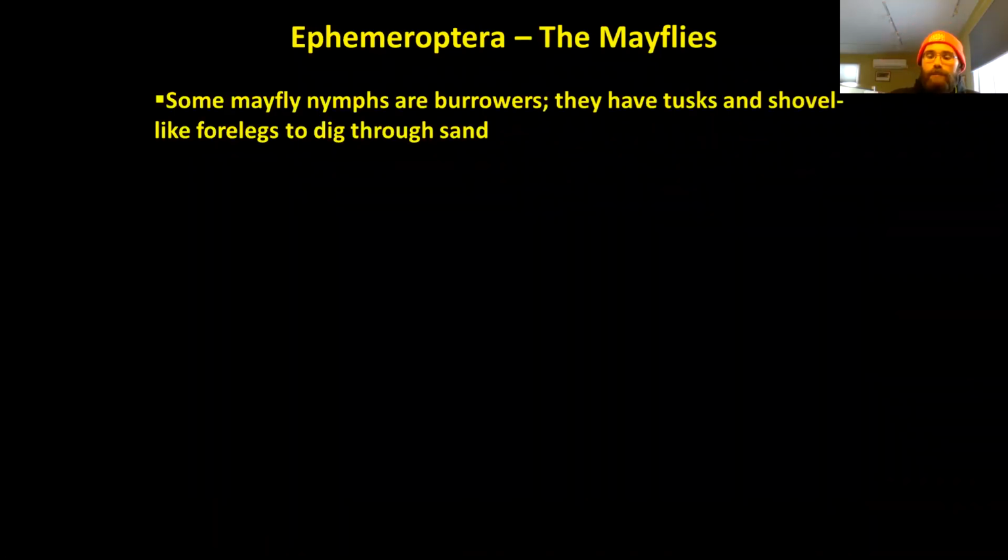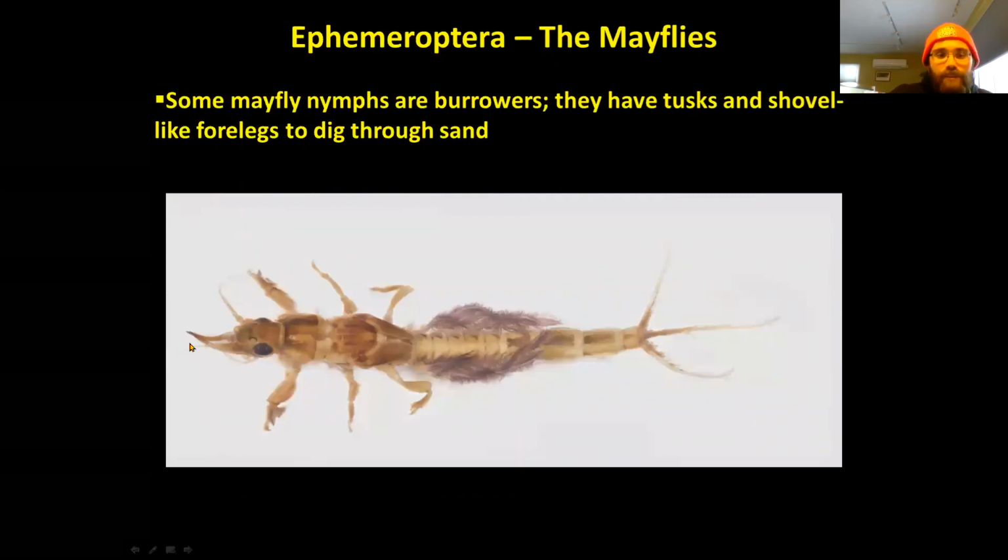Some mayfly nymphs are burrowers. They have tusks right here, and then they'll have shovel-like forelegs that they'll use to help them dig through the sand. So they'll end up constructing little tunnels that are down in the sand within the substrate of the stream. And as they're in their tunnels, they have these big feathery gills, and they'll end up waving them around, and it causes water circulation to go through their little tunnel, and it helps oxygenate them so they can breathe better within their tunnels.